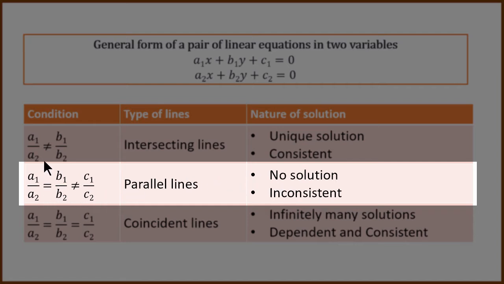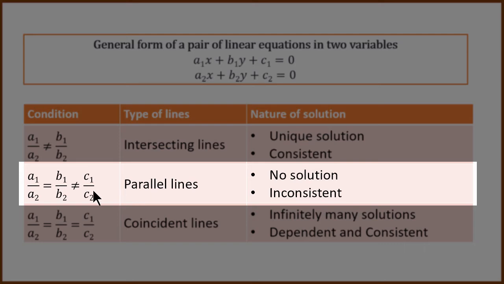So in the intersecting lines, the ratio of x is not equal to the ratio of y. In the parallel line, a1 by a2 will be equal to b1 by b2, because if not, it would intersect. However, c1 by c2 is not equal to either of them, which means the constant ratio is not the same as the x coefficient ratio or the y coefficient ratio. In that case, it becomes parallel lines.